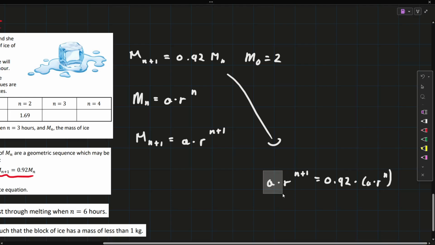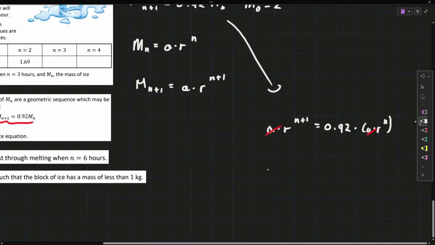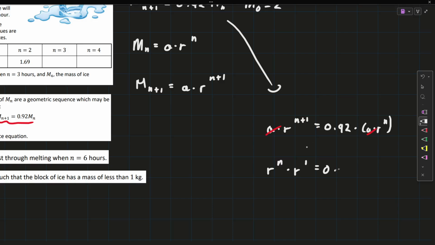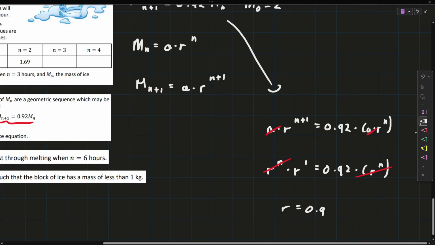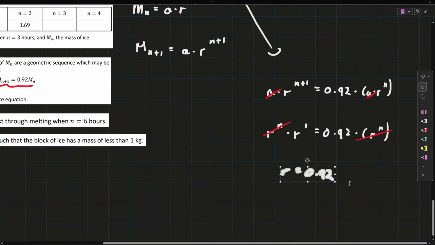Now you can see we have a on both sides. We can divide both sides by a. They cancel out. We also notice both sides have an r to the power of n. We're going to have to do a bit of work on that though. So if we have r to the power of n multiplied by r to the power of 1, just splitting this up will make it easier to see what's happening, equals 0.92 times r to the power of n. So now you can see we can divide both sides by r to the power of n, and then we can see that r is equal to 0.92, which is what we guessed, but you can see that we can also prove it by subbing in, that r will be equal to 0.92.